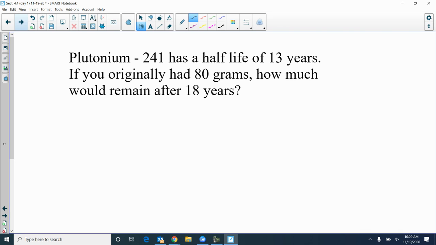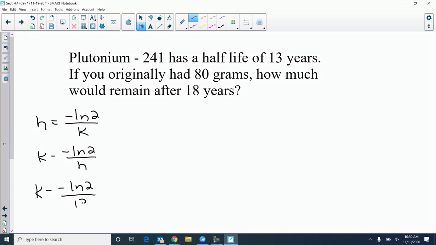So what you can do is find the K value. You can go the long route and find the K, or you can use that little formula where H equals negative natural log of 2 over K, and just rewrite this. Flip the K and the H: K will equal negative natural log of 2 over H. Well, what is our half-life in this case? They already tell us it's 13. So K equals negative natural log of 2 over 13.